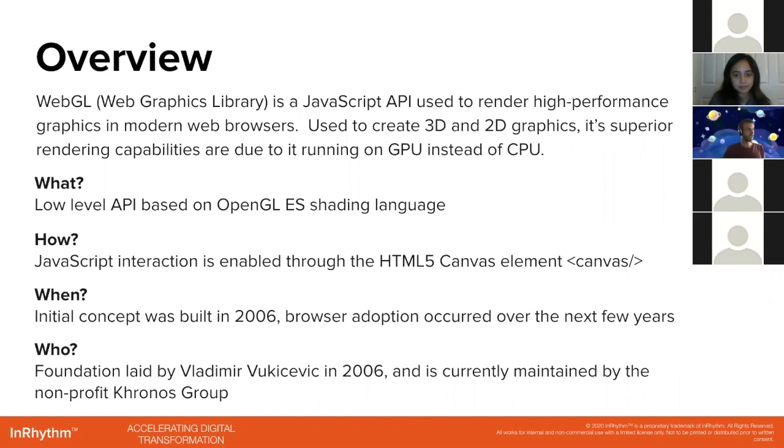WebGL's initial foundation and concept was built in 2006 by Vladimir Vukosevic. Then browsers started to adopt it over the next few years. It's currently developed and maintained by the nonprofit Khronos Group. So I've got the what, how, when, and who answered here. And I think the why should be pretty self-explanatory, especially if you're looking at any of those links we were playing with earlier. It's just really cool. It's a really powerful way to add life to the web and browsers.